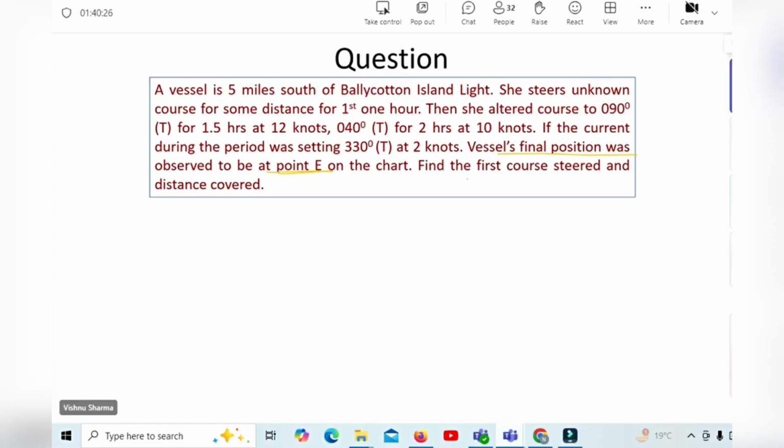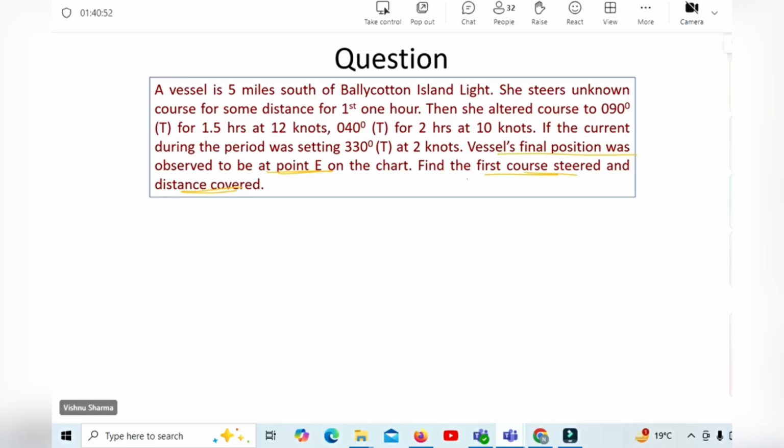He could have given it in lat long also, but he's given you the final position. Find the first course and the distance covered, or the engine speed, whatever he can ask you. So it's the same question, but now the final position is provided and the first leg is missing. He wants you to find the missing first leg. Have you understood the question, guys?